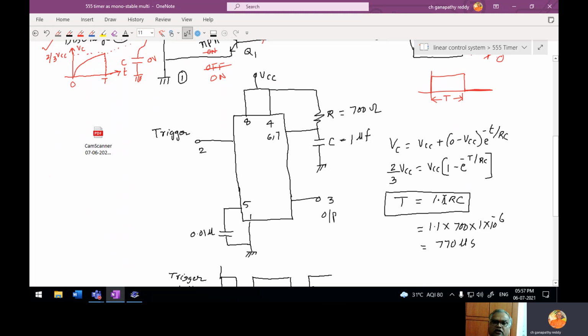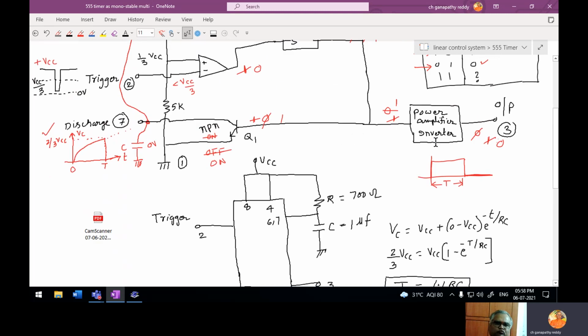So T is 1.1 R C. If I select 700 ohms and C as 1 microfarad, then you will get 770 microseconds. So the monostable state duration is 770 microseconds. The remaining time is the stable state. So we have the unstable state and the stable state. This T we have to calculate.